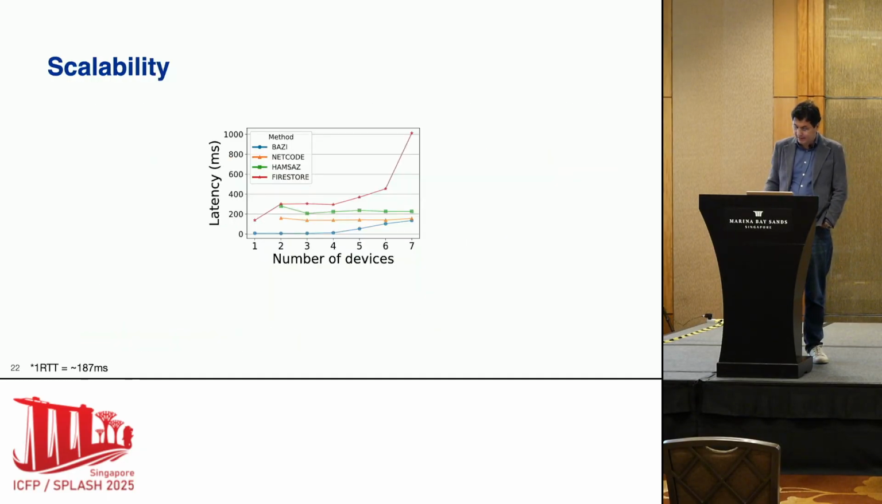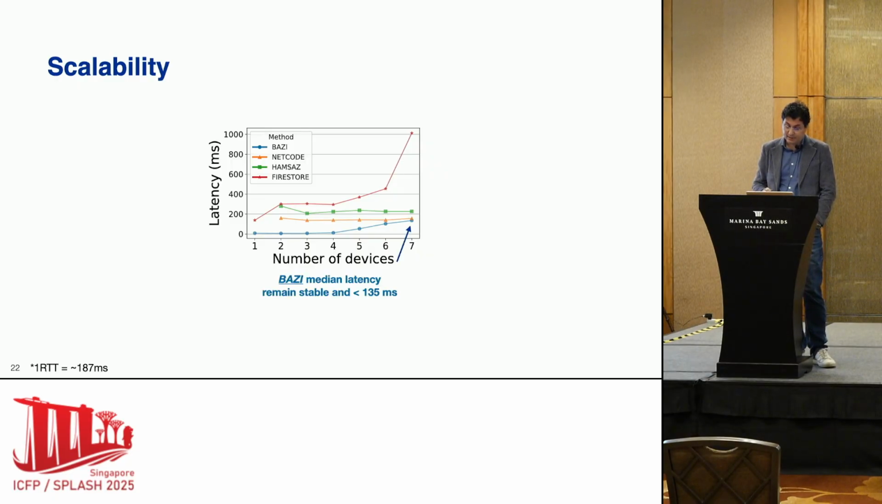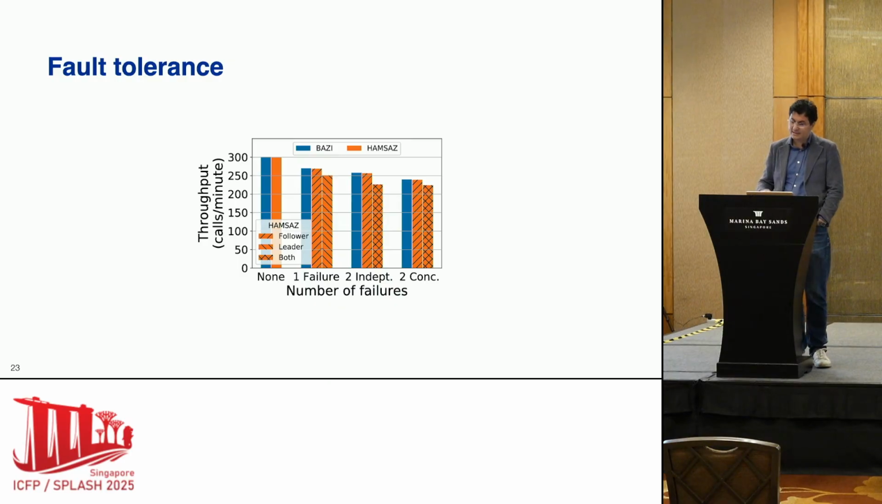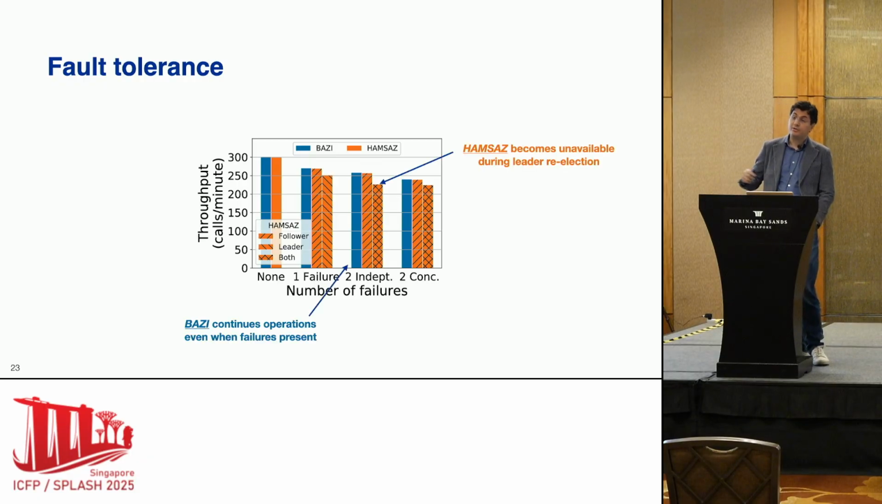We also studied scalability. We increased the number of devices from 1 to 7, and we were consistently lower in response time. We also did fault tolerance, and the good thing about Hambazi is that it can continue to process actions even when failure happens. But when the leader crashes, then we have to go and change the leader before we can process anything.